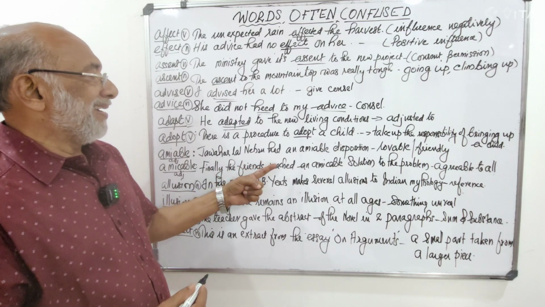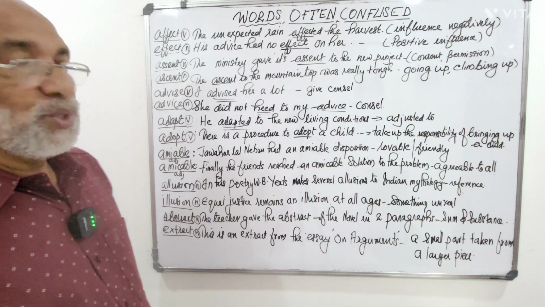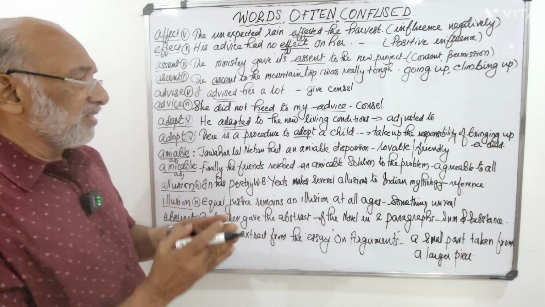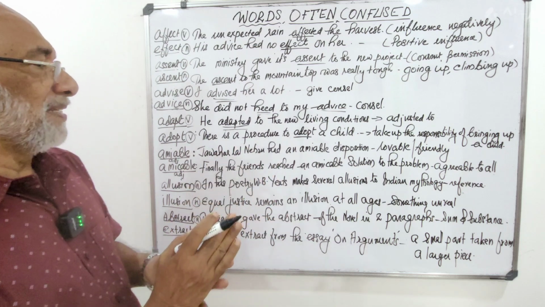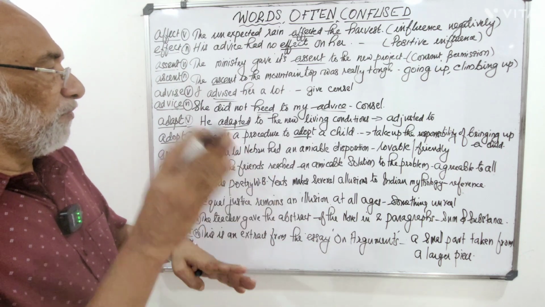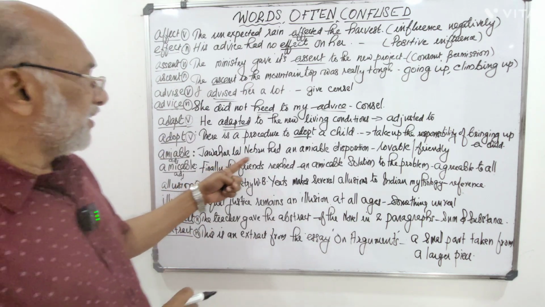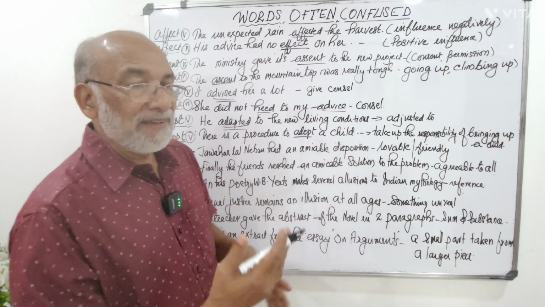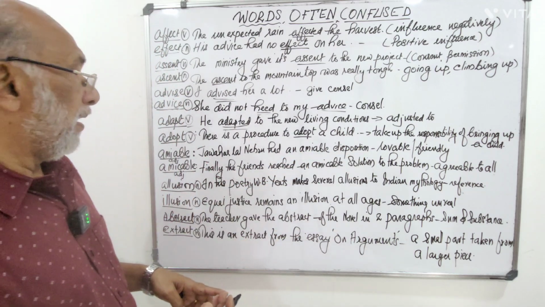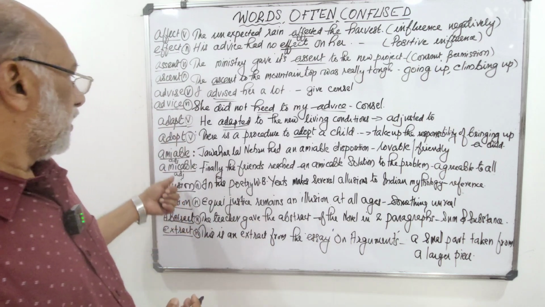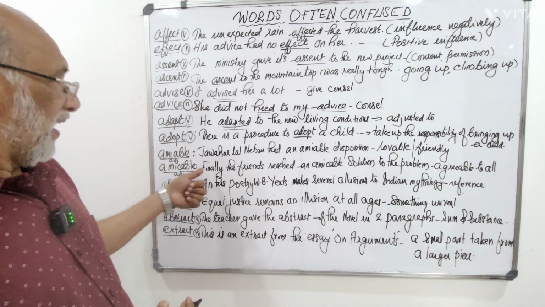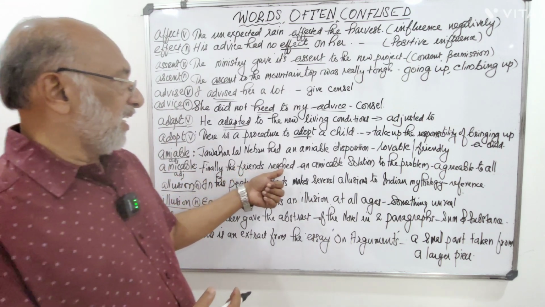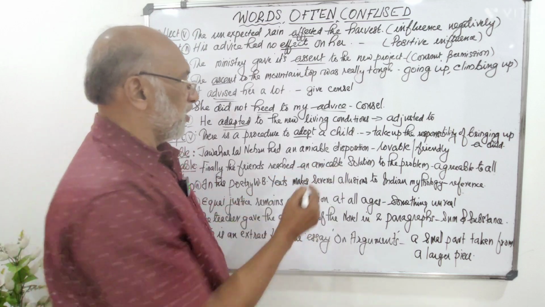Jawaharlal Nehru had an amiable disposition. It's always associated with the disposition of a person, I mean, disposition of mind. That means a lovable, friendly disposition. Amicable: finally, the friends reached an amicable solution.